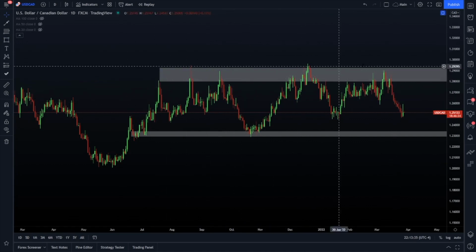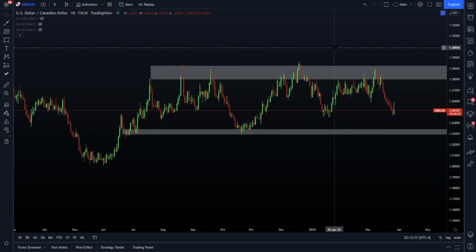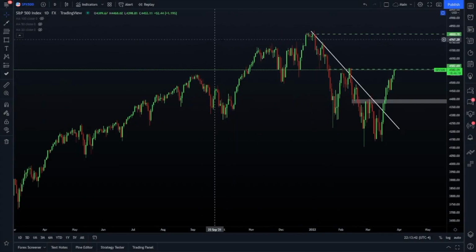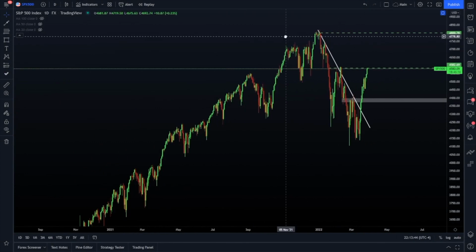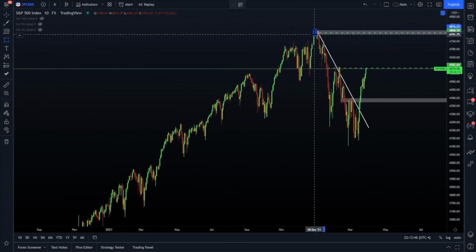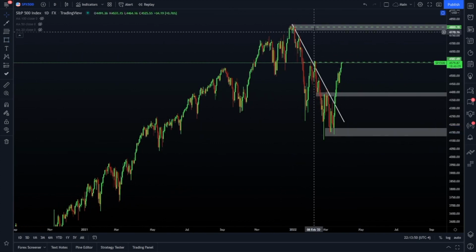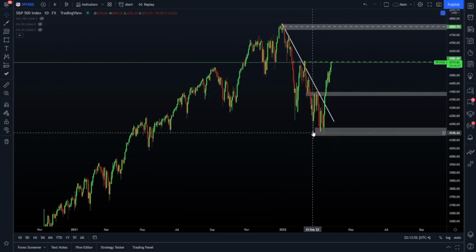I'll give you a really easy example. Let's take a look at the S&P 500. This is something that everyone looks at. The previous high is going to be a major level, right? And a relative bottom is going to be a major level. This is what everybody is looking at, so they have a lot of power.